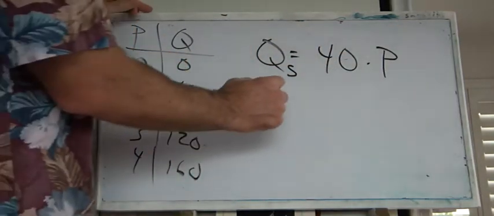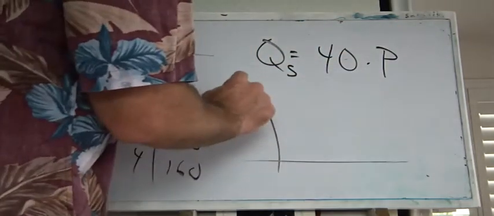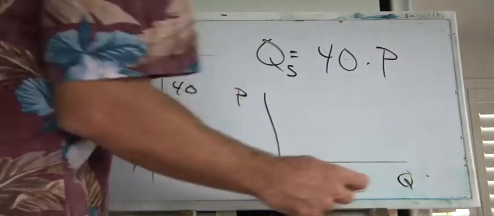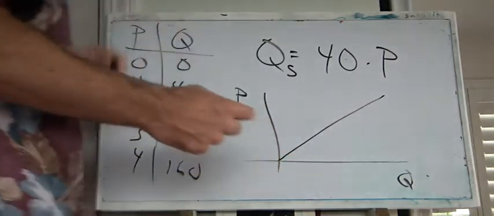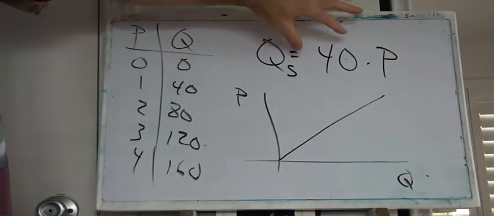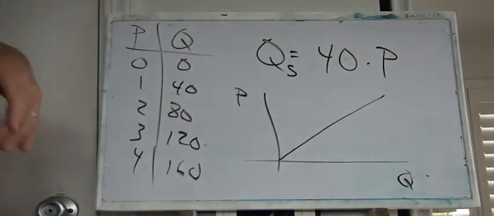And then you can also write it out as a graph, either to scale or not. Like that. So this is 1, 2, 3 different ways of representing the same supply curve.